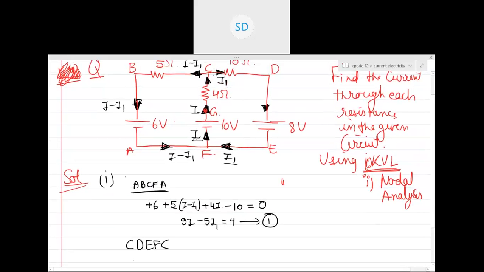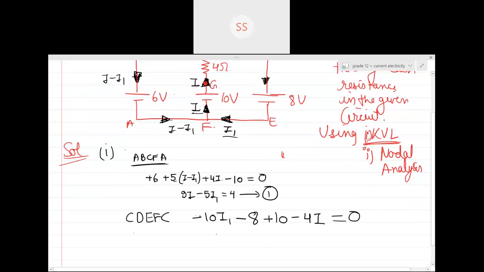C to D. You're going in the direction of current. Going in the direction of current, so minus 10 I1. Then battery, positive terminal you are entering: minus 8. Then when you come to E to F, nothing is there. Now when you go from F to C, you encounter a battery and a resistor. Battery, negative terminal: plus 10. And then, direction of current, minus 4I. Equals to, is this clear?